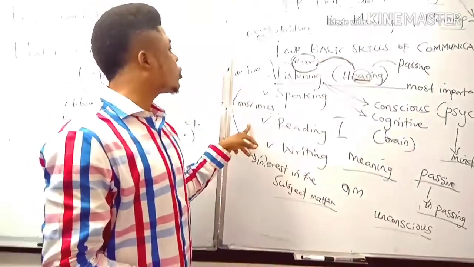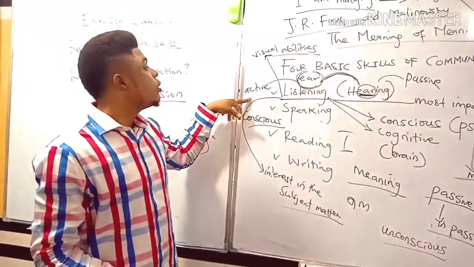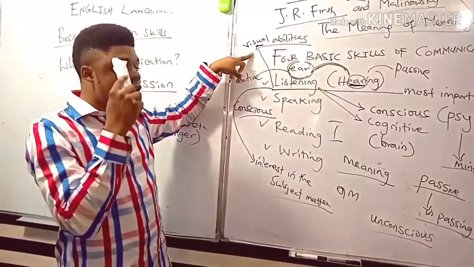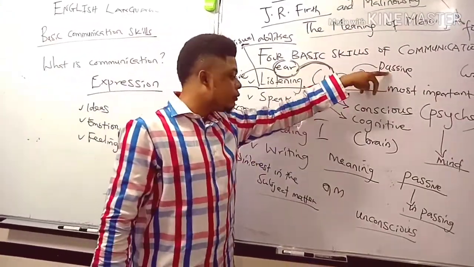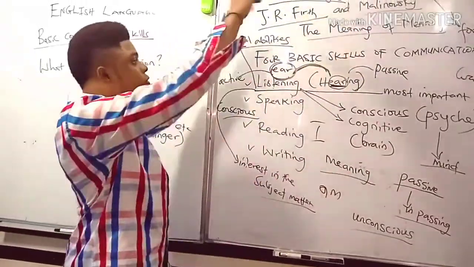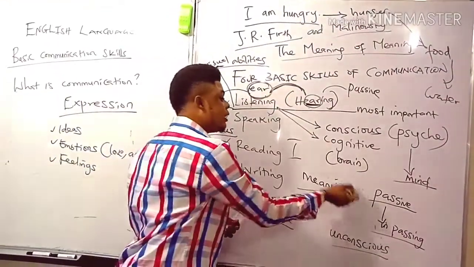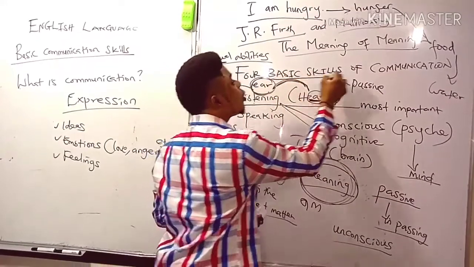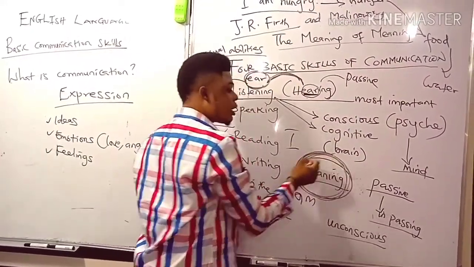You must be conscious, and it is an active act. So you must use your visual abilities. That means your eyes must be in place. Unlike hearing, that is passive and unconscious, and you can hear in passing. But all of these must point back to what? Meaning. Meaning is the most important. That is why we are learning basic communication skills, for us to make meaning.